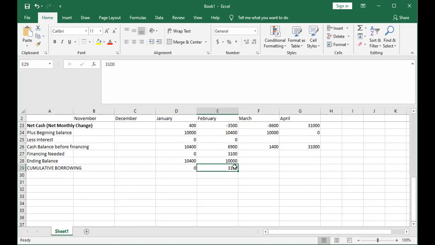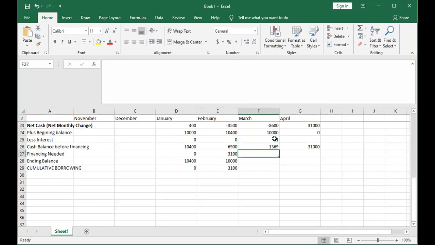Now because of the 3,100 borrowing in this month, you have to calculate the interest in the following month. The borrowing incurred in February, so the interest payment will be incurred in March. So how much is the interest payment? It is 1% times 3,100, so it is 31 ringgit.